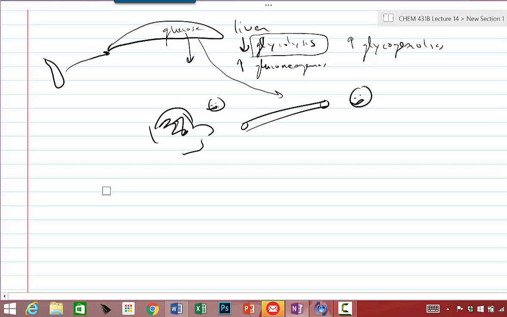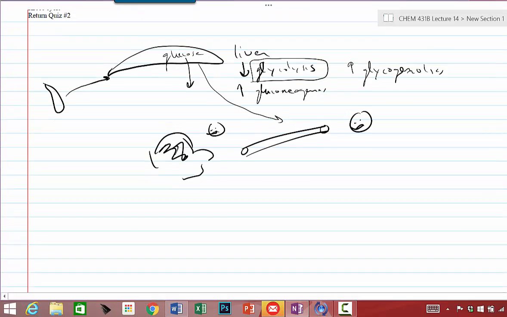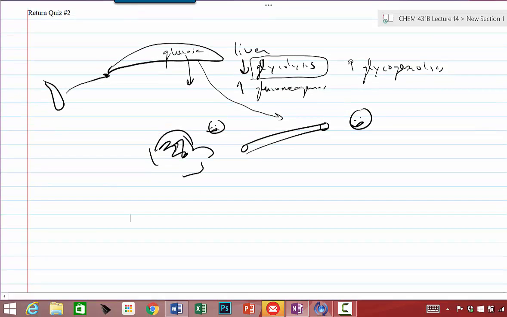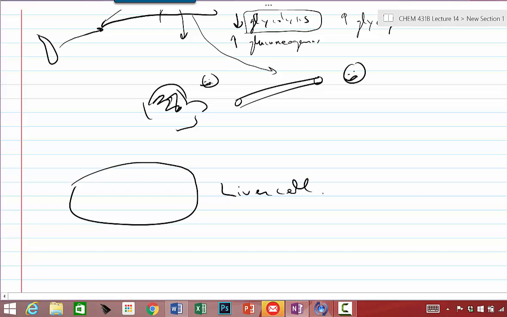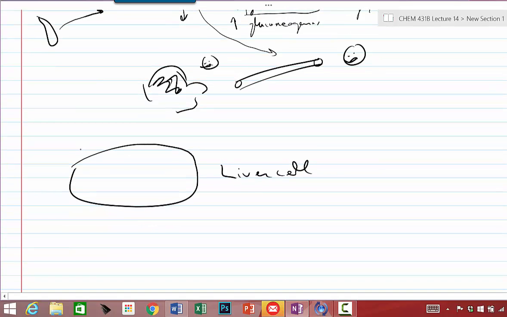So glucagon is a polypeptide secreted from the alpha cells in the pancreas, and what it does is it binds to the liver. I'm going to just draw a liver cell. There's a special receptor called the glucagon receptor that is a membrane protein. You guys have studied membrane proteins. It sits on the plasma membrane of the liver cell. So glucagon will bind to that.